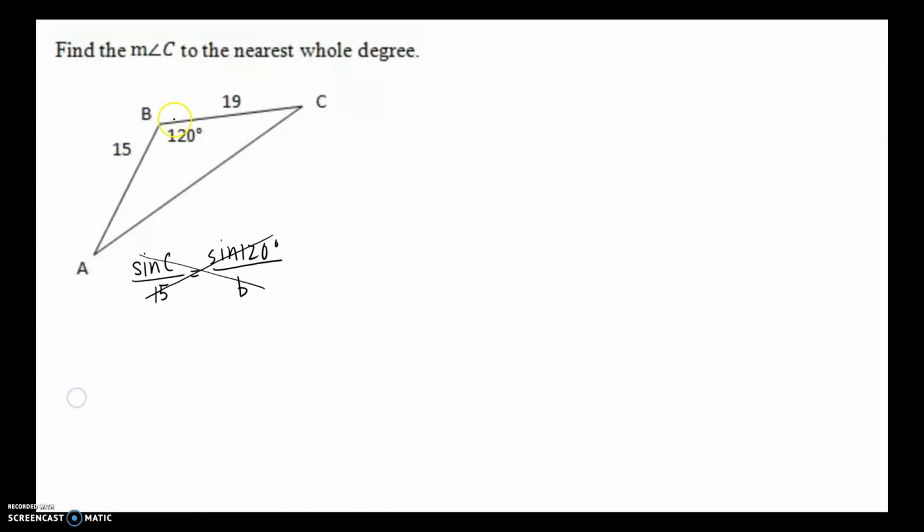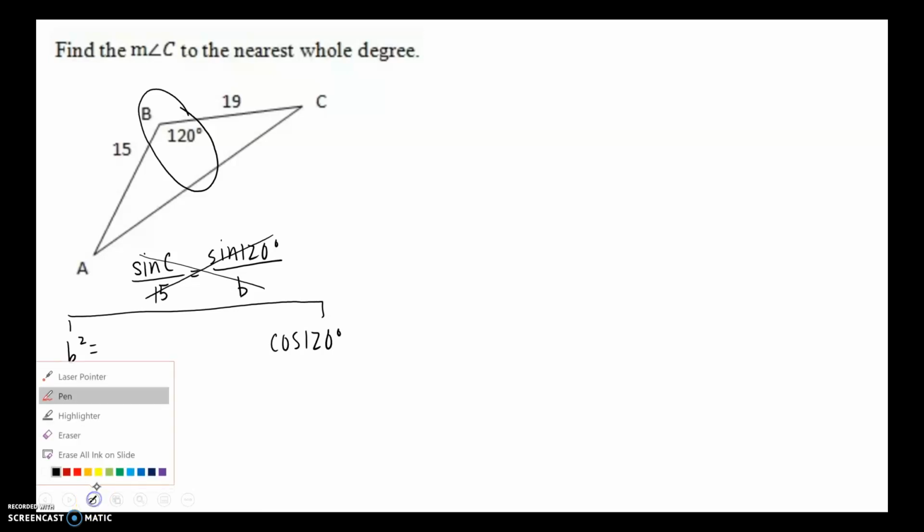From my one angle measure, if I know the measure of angle B, I can find the length of side B because I have my other side lengths of 15 and 19. So these are like my bookends. Little b I don't know, and 120 degrees I do know. So remember what I said. They have to be opposite of each other in the triangle. Now I just fill in 15 and 19. It doesn't matter my order.